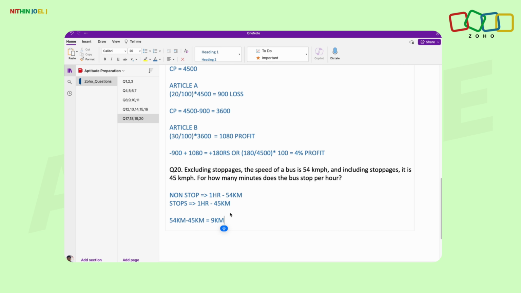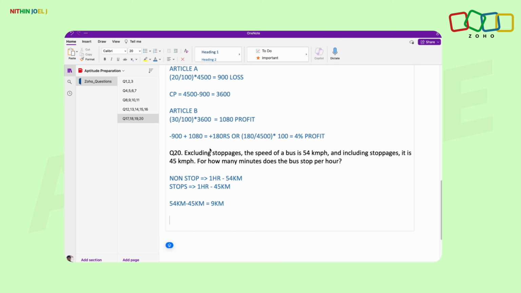Here we are considering the speed to be common because the same bus is considered, right? So the same bus travels at the same speed, but including stops it covers 45 km, without stops it covers 54 km. So speed is the same over here. So we are just finding the difference, which is 54 minus 45 is equal to 9.